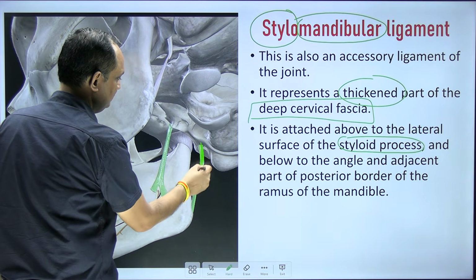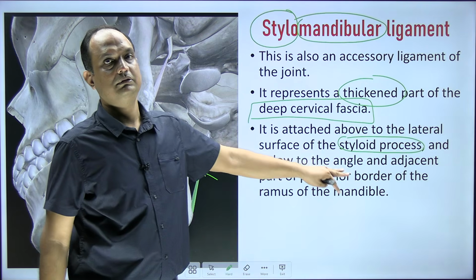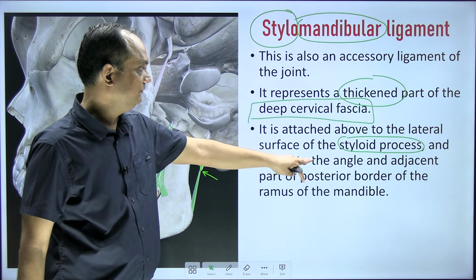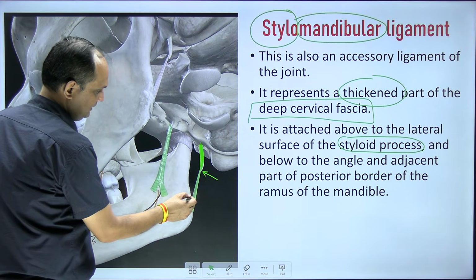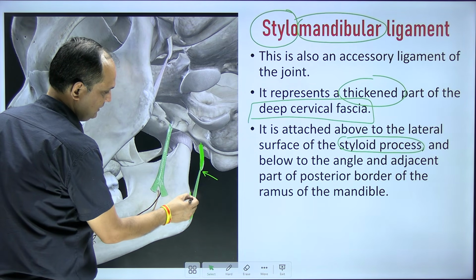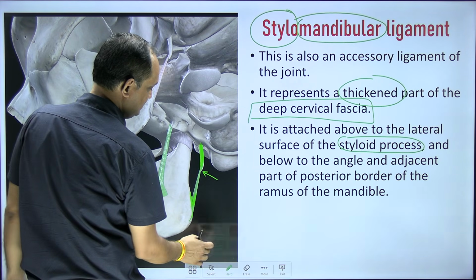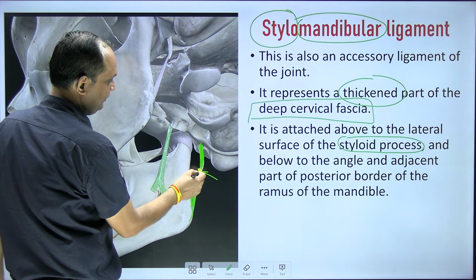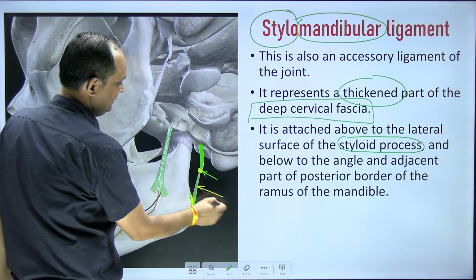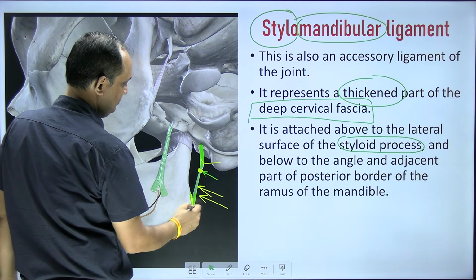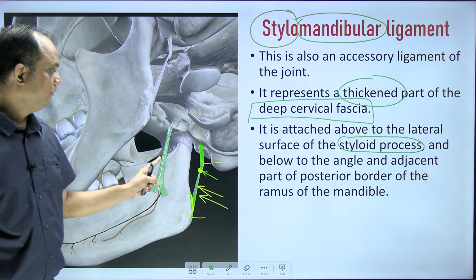One part of the ligament attaches to this styloid process, and the lower part attaches to the angle of the mandible and the adjacent part of the posterior border of the ramus of the mandible. You can see that in this area you find the lower part of the ligament. Here in this image, this is one point of attachment and this is the other point of attachment, and this ligament is known as the stylomandibular ligament.